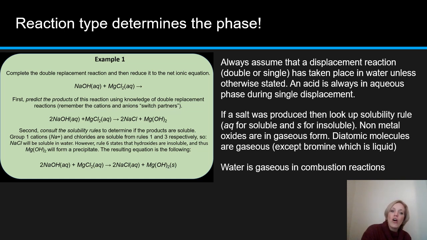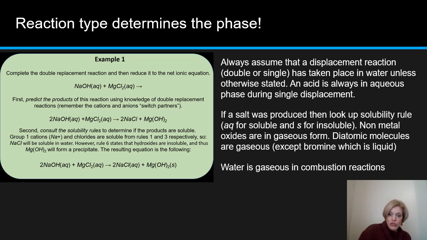So here we've got sodium hydroxide with magnesium chloride, both in aqueous solutions, because they are ionic compounds. You have to first predict the products of this reaction using the knowledge of double replacement reactions, which remember means that the cations and the anions are going to switch partners. So before you do anything else, you are going to switch the partners. You're going to get sodium chloride from this reaction, and you're going to get magnesium hydroxide. It's being balanced a bit.